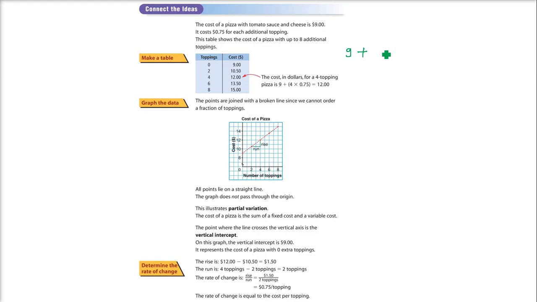9 is the basic cost. So if we have, say, 1 topping, it will be 0.75 for 1 topping. This is the cost. If you have 2 toppings, just take 2. If we have, say, 10 toppings, it will be 10 times 0.75. This will be the cost. So this is a relationship which we can make.